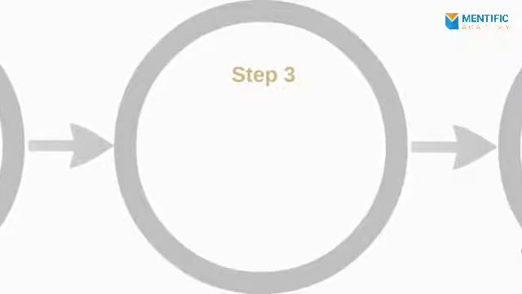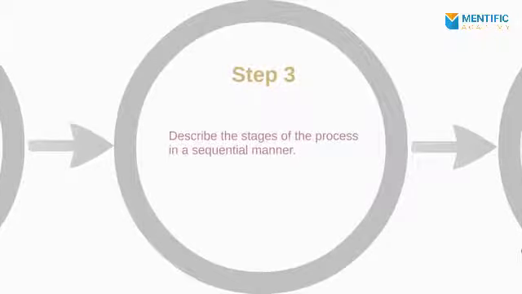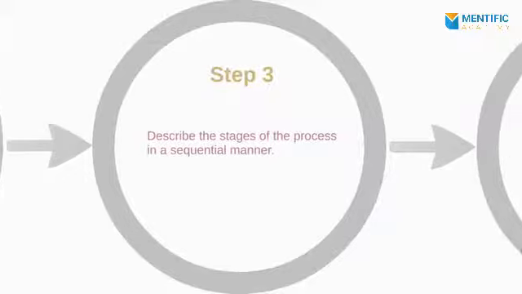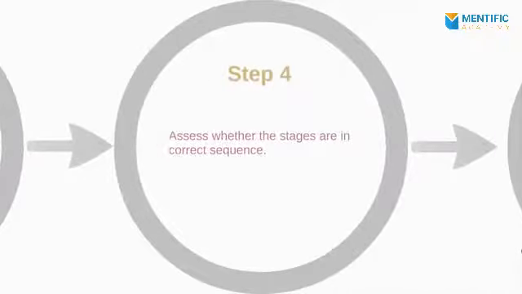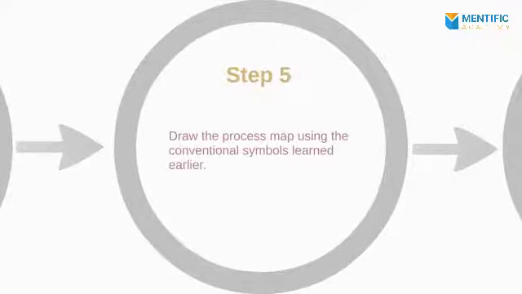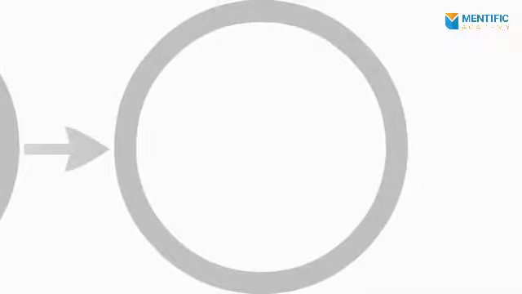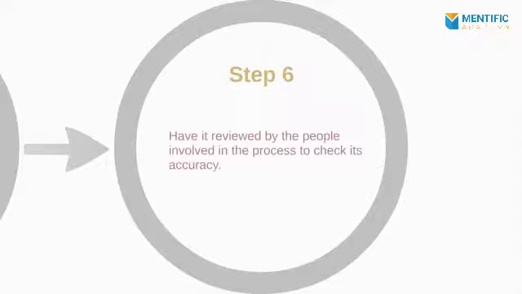The third step is to describe the stages of the process in a sequential manner. The fourth step is to assess whether the stages are in correct sequence. The fifth step is to draw the process map using the conventional symbols learned earlier. And the last step is to have it reviewed by people involved in the process to check its accuracy.